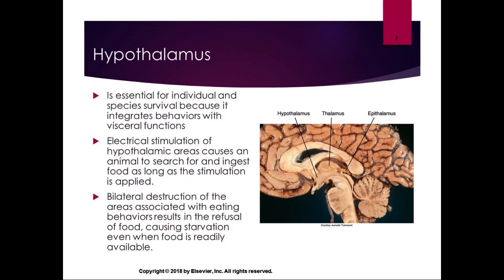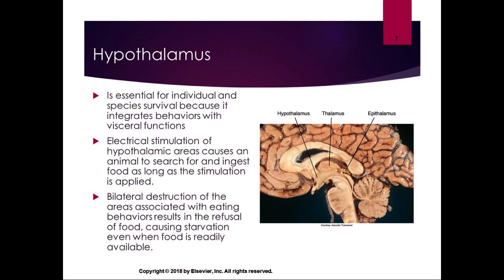So the hypothalamus, it's named for its location right below the thalamus. Hypo is below. And so you can see in this picture, there's the thalamus, the hypothalamus right below it. It is essential for individual and species survival because it integrates behaviors with visceral functions. So if you stimulate the hypothalamus, and they usually do this type of research in animals, you don't usually stimulate a person's hypothalamus, it causes the animal to search for and ingest food as long as the stimulation is applied.